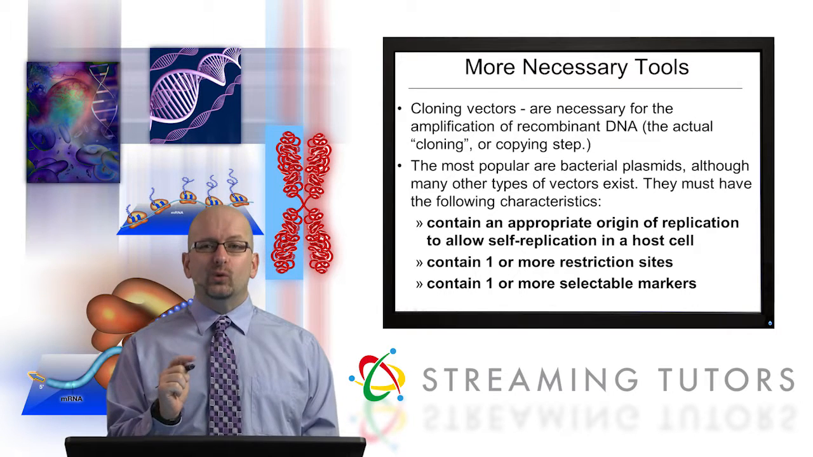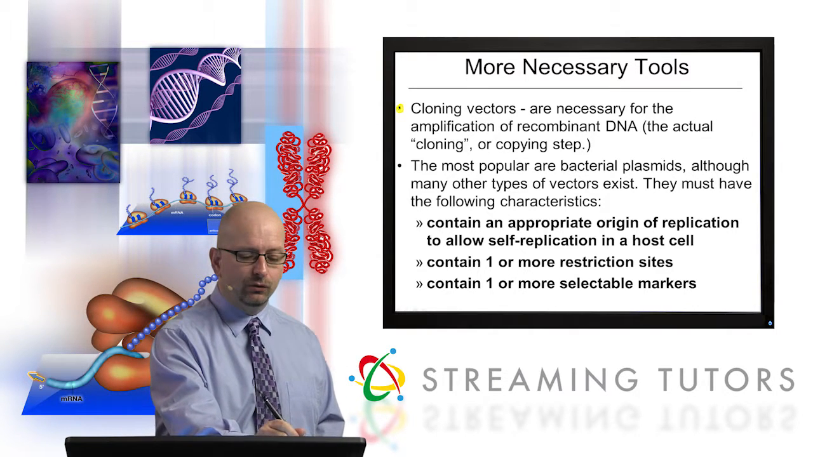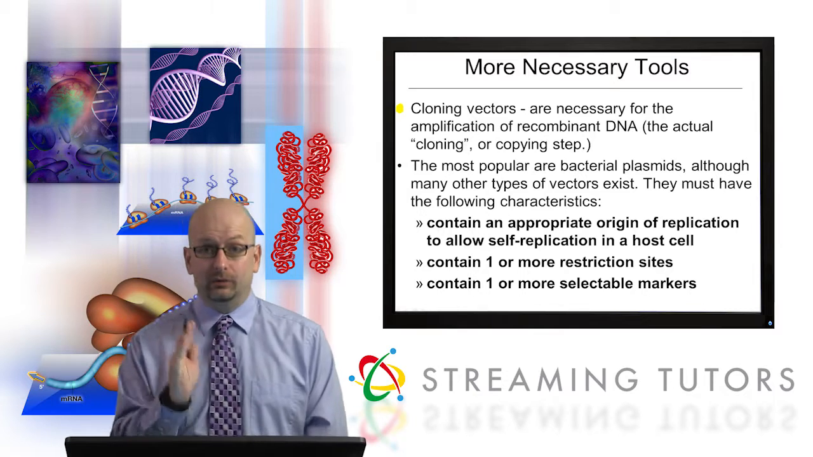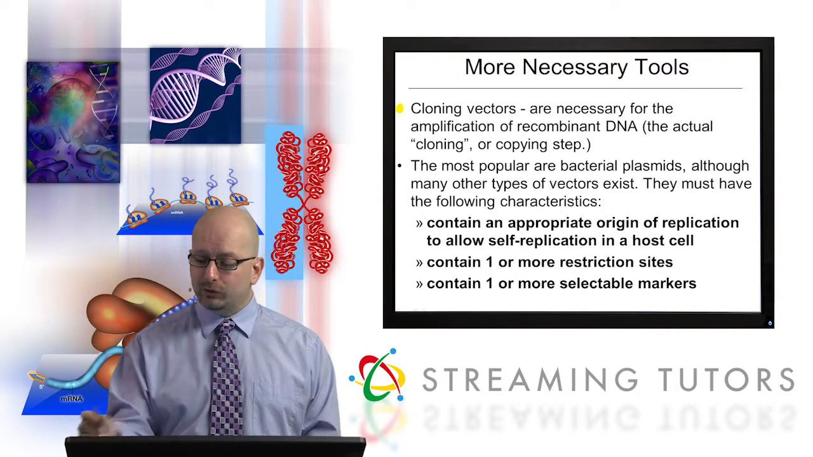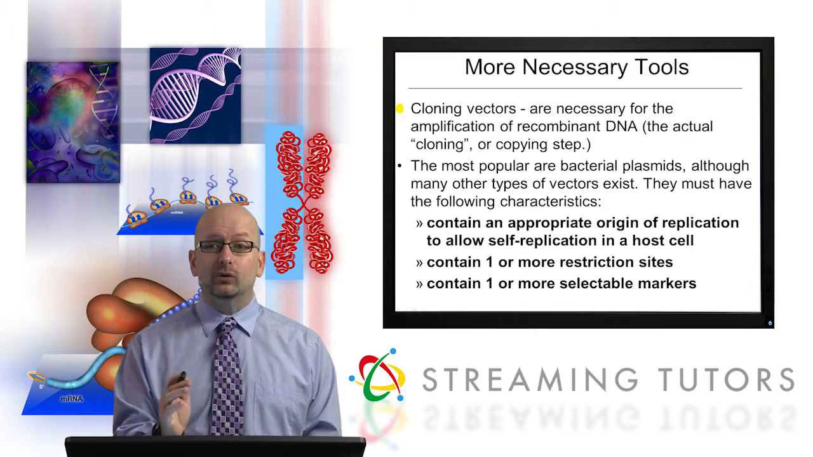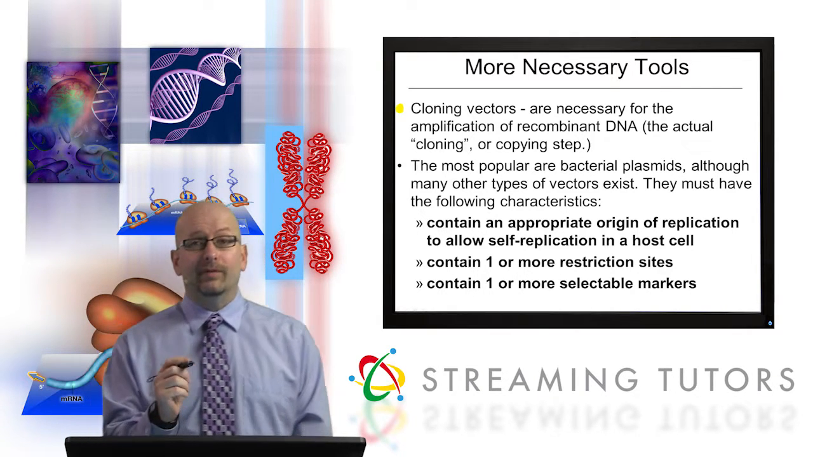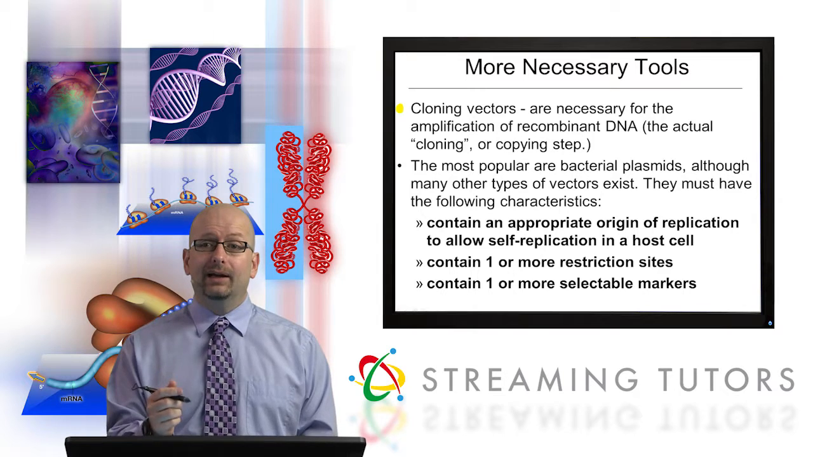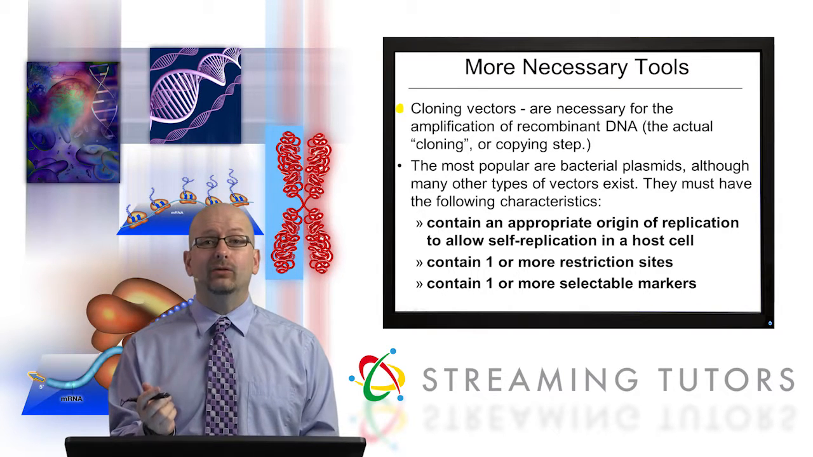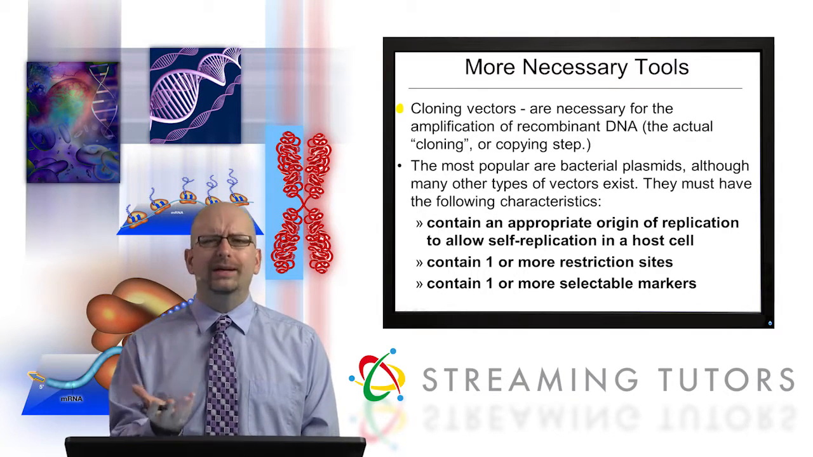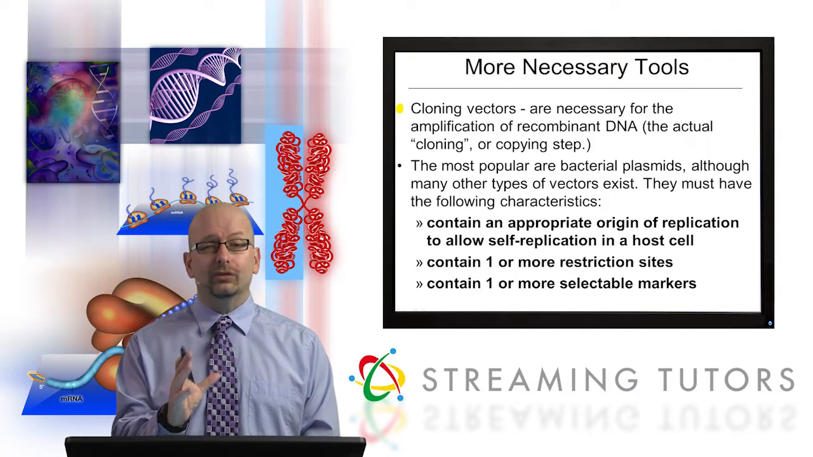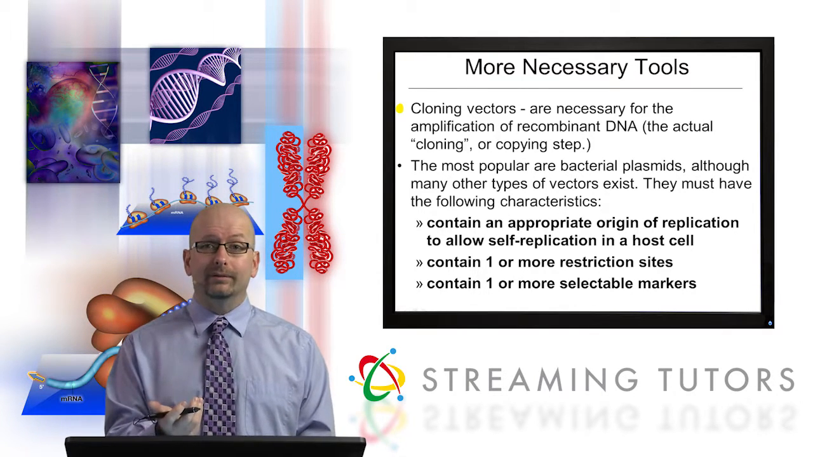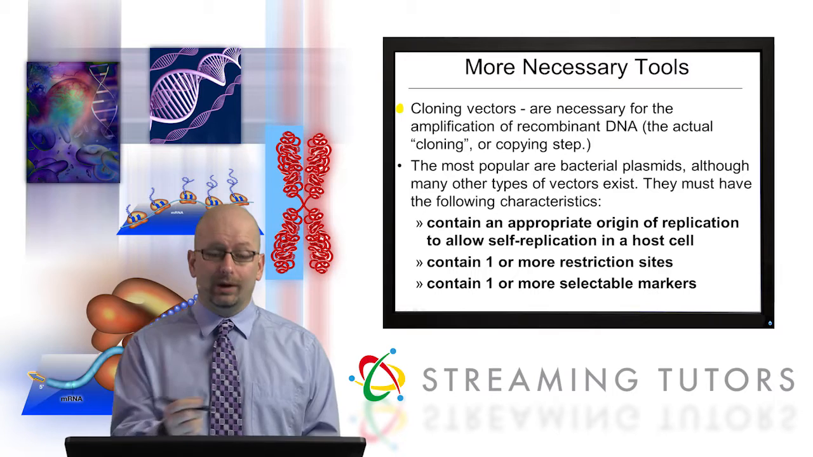We do need more tools though, and we need the restriction enzymes to cut our molecular scissors. We also need cloning vectors. We mentioned that before, but they are absolutely necessary for amplification of recombinant DNA, which is the actual cloning or copying step. All right? I mean, you need it no matter what you do, but my point is these exist in a way that once you have the gene in a safe place, you can make more of it just by growing cells anytime you want.